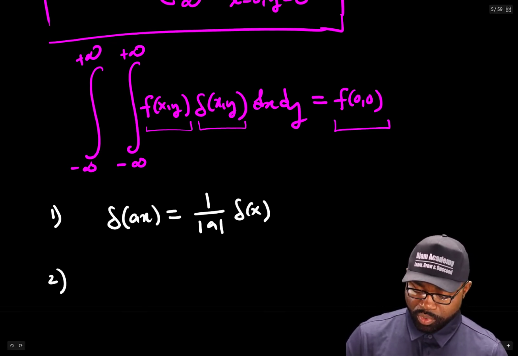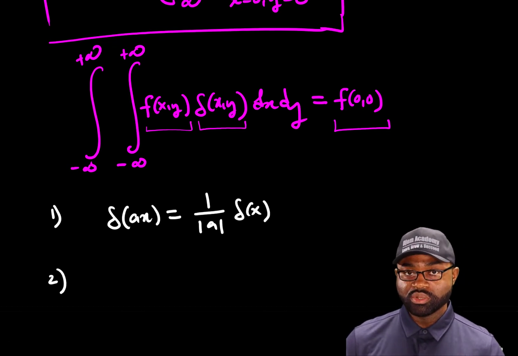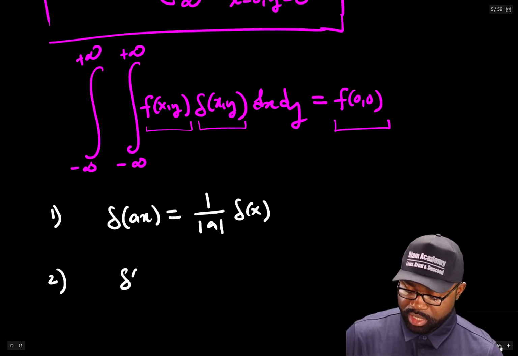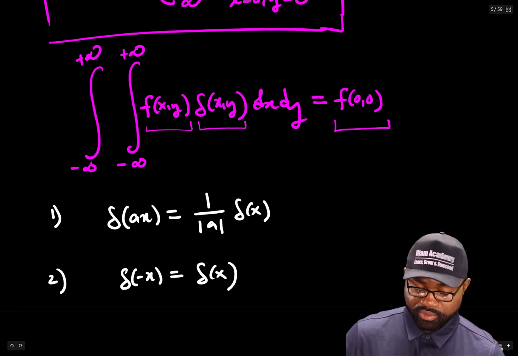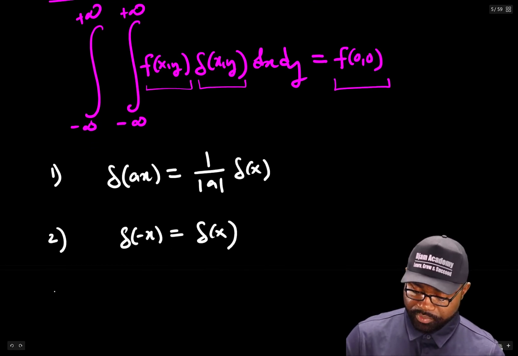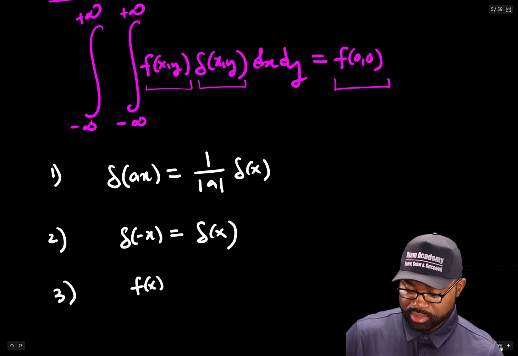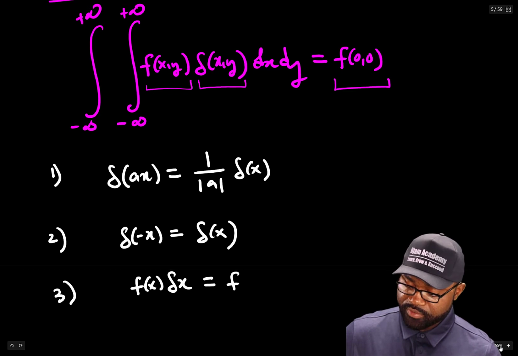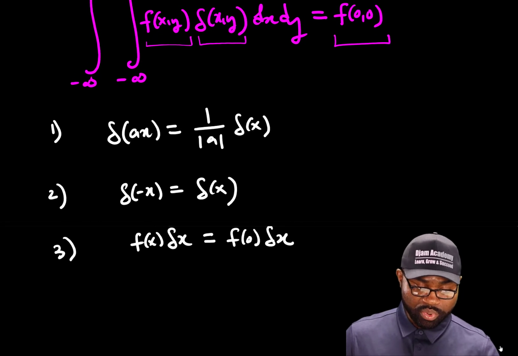Two, we will later on, as the lesson progresses, look at some of the applications of this property. Delta(minus x) is just going to be equal to delta(x). Three, you have f(x) delta(x) is equal to f(0) delta(x). Property 3 is very important.